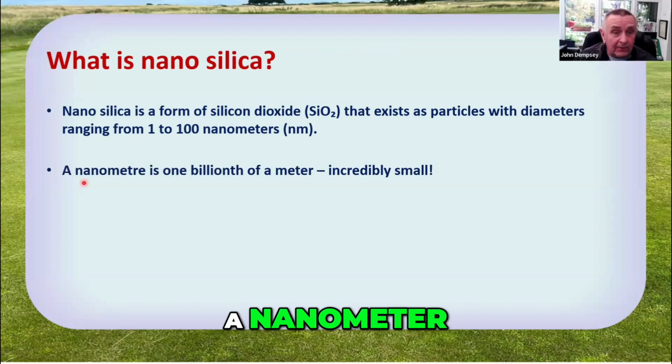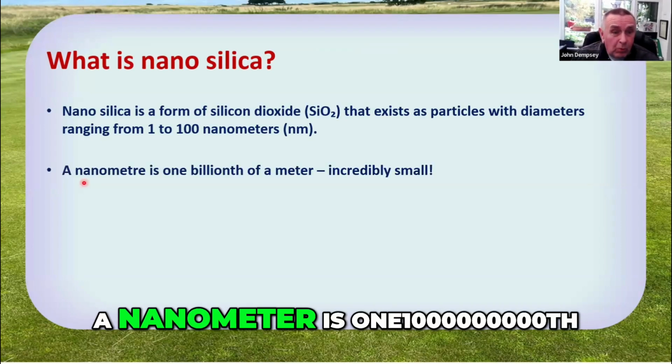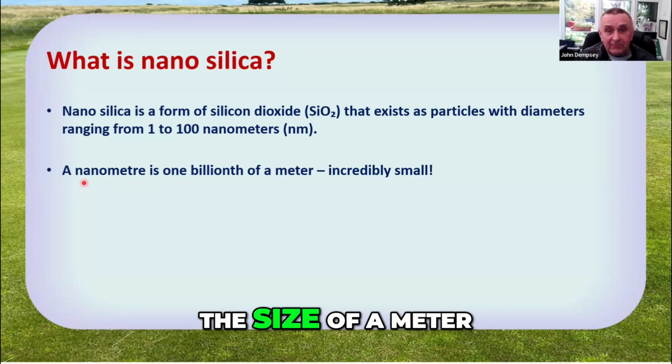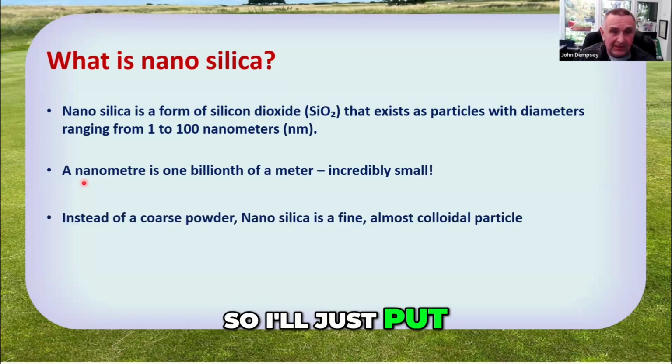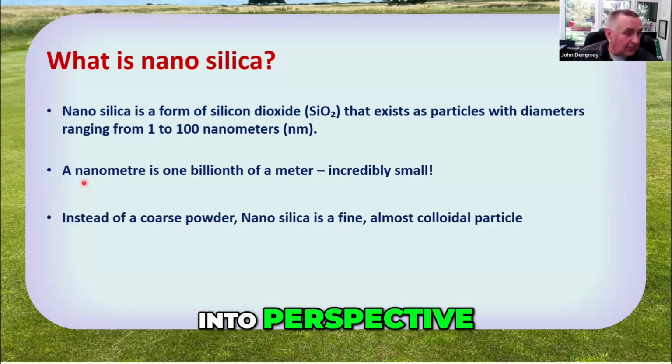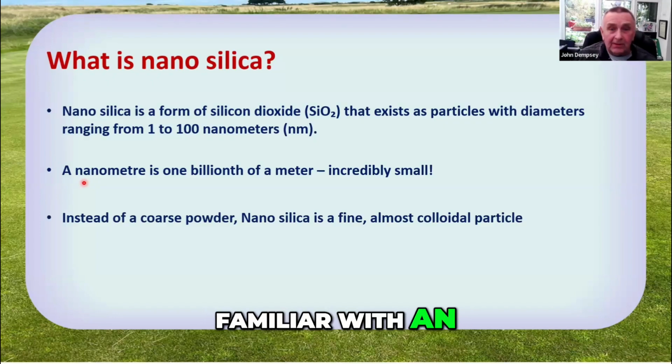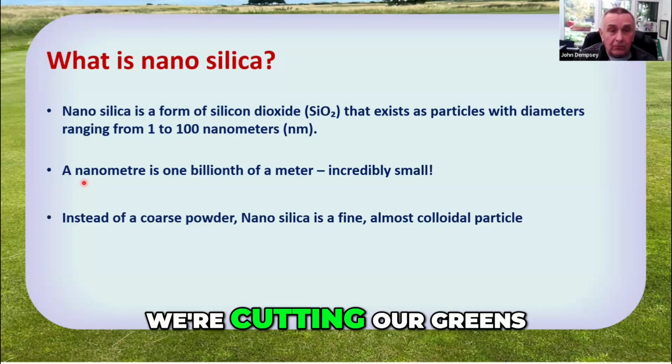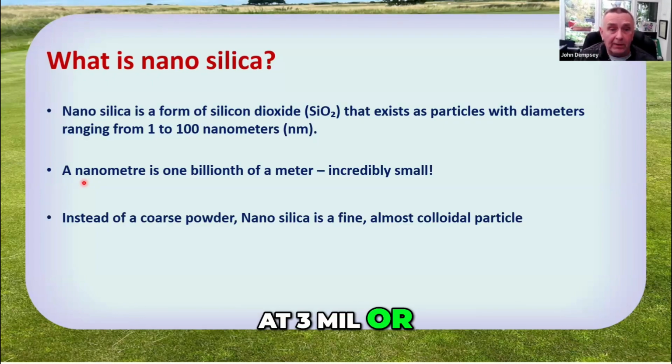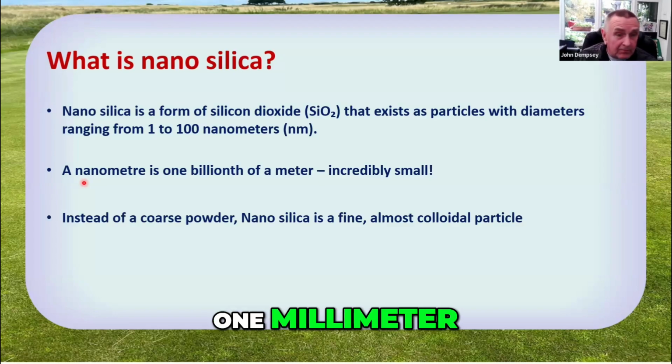What on earth is a nanometer? Well, a nanometer is 1 billionth the size of a meter. So I'll just put that into perspective. I'm sure everyone is familiar with a millimeter. We're cutting our greens at 3 mil or 4 mil. So 1 millimeter, quite small.